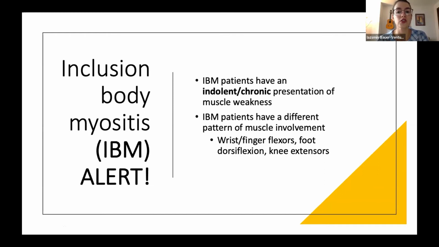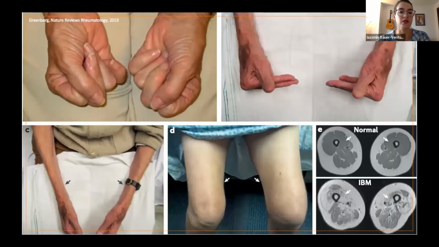And the patients usually have not only proximal muscle weakness, but they commonly have distal muscle weakness. And this is particularly true for the wrist and finger flexors. So patients have a hard time making a grip, as well as with foot dorsiflexion and knee extensors. So these are some pictures of patients with inclusion body myositis. On your left upper side, you have someone trying to make a grip with their hands, and you can see that this person cannot properly bend the DIPs and PIPs. That's because she has an early involvement of the finger flexors that I mentioned.